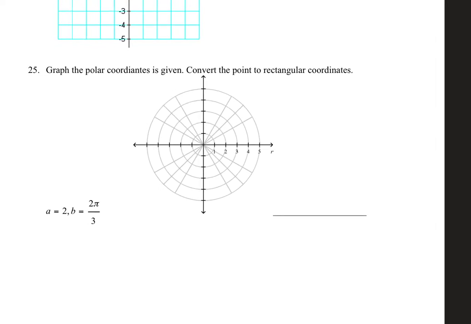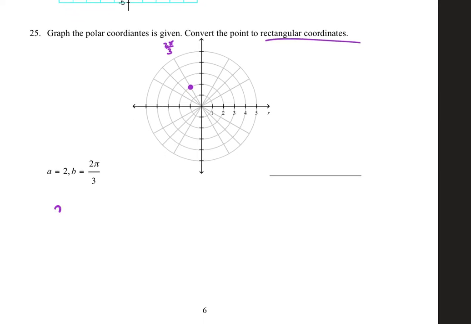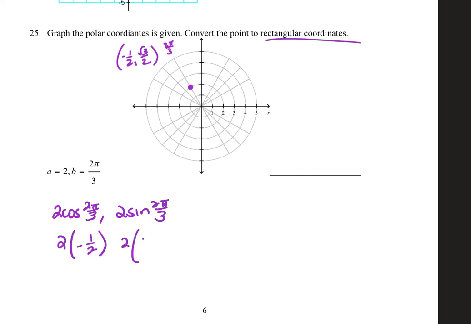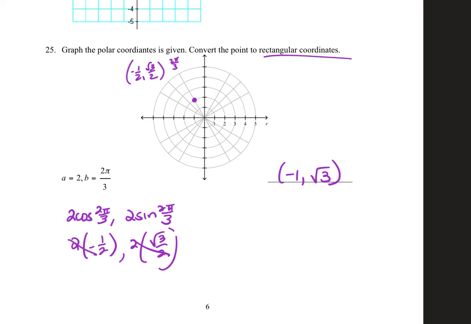25, graph the polar coordinates, and then we're going to convert to rectangular. 2 pi over 3 would be over here, and 2, that would be my coordinate point. Then it's 2 cosine 2 pi over 3, and 2 sine 2 pi over 3. The coordinate point at 2 pi over 3 on your unit circle is -1/2 and √3 over 2. So 2 cosine would be -1/2, and 2 sine would be √3 over 2. And I get -1 and positive √3. Again, I think that one's different on your answer key, but that is the correct answer.